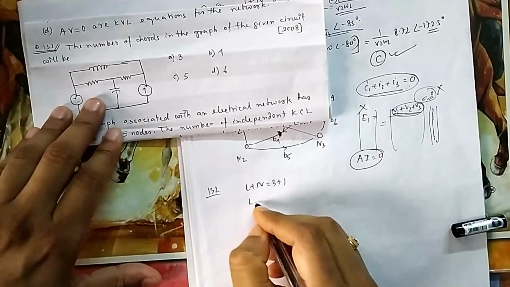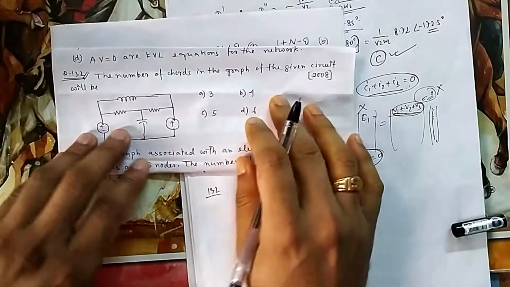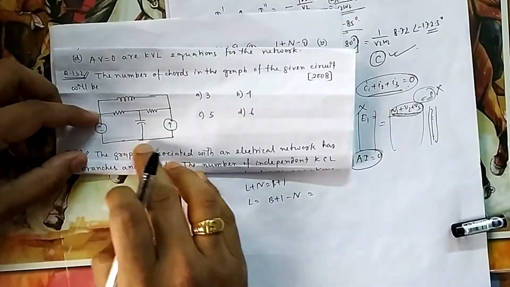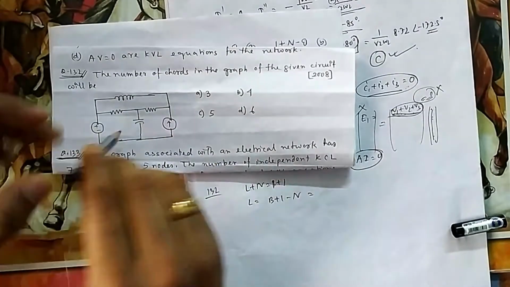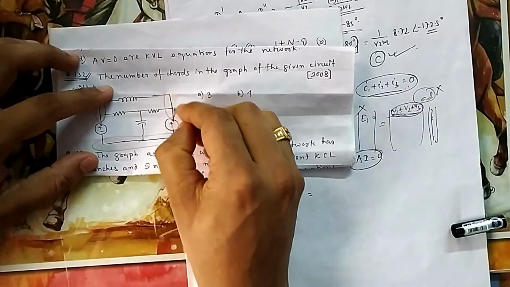So link is equal to B plus 1 minus N. So you need branches. How many branches are there? One branch, two branches, each separate between two nodes. First you write how many nodes are there. This is one node, all junction points. This is one node, this is one node, this is one node. So 4 nodes. So that is okay.